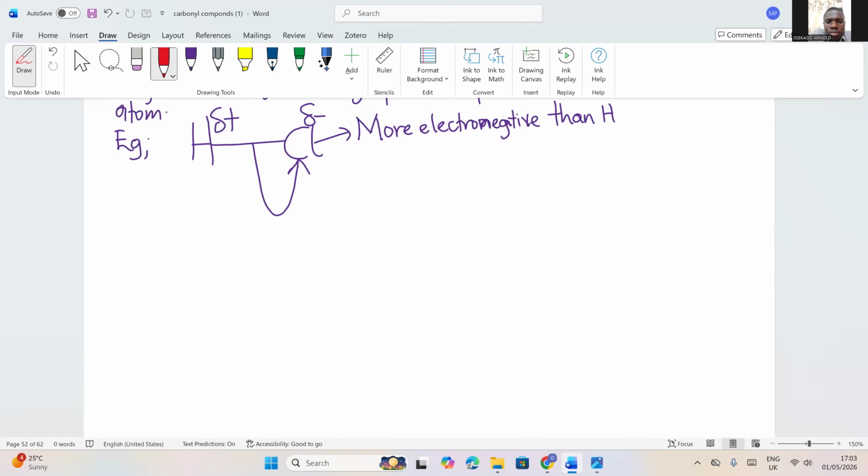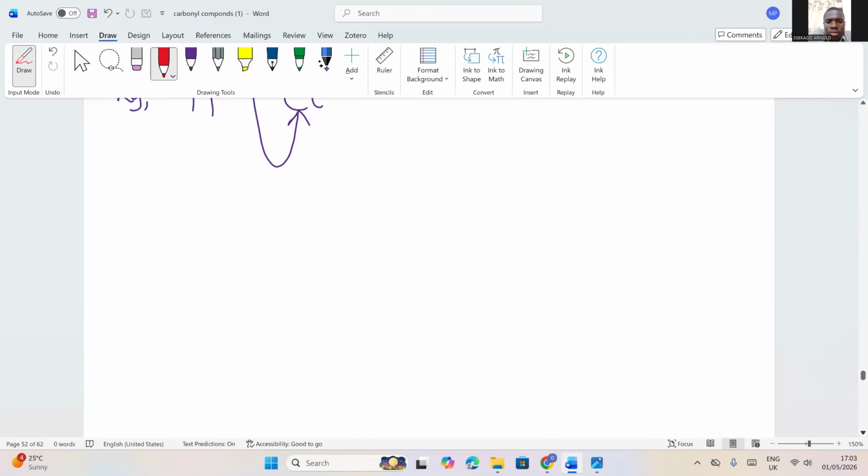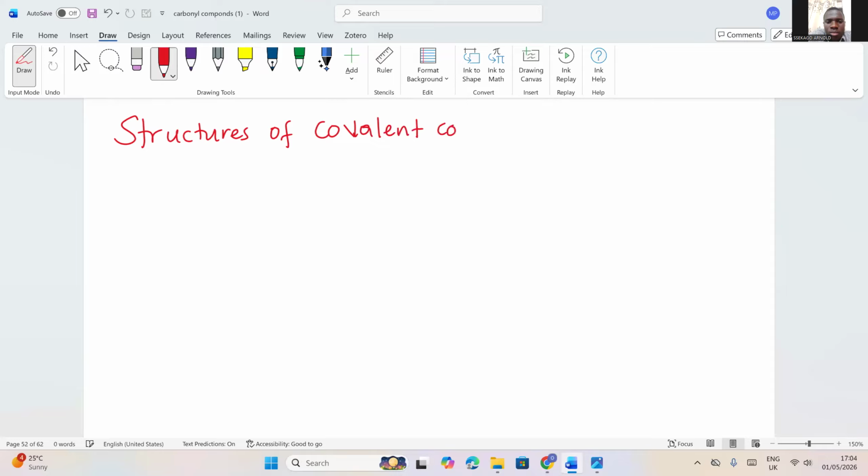Last time we looked at the types of covalent bonds. We explored types of covalent bonds, and I want to look at the structures of covalent compounds. Structures of covalent compounds.